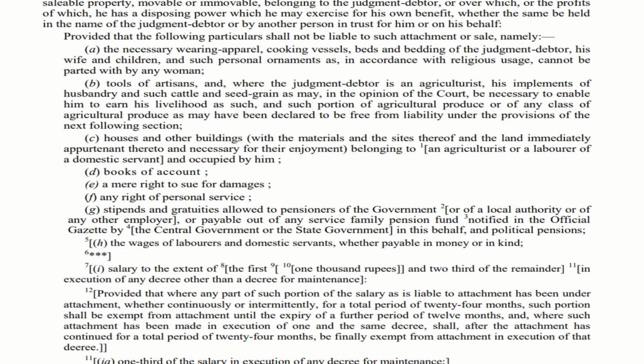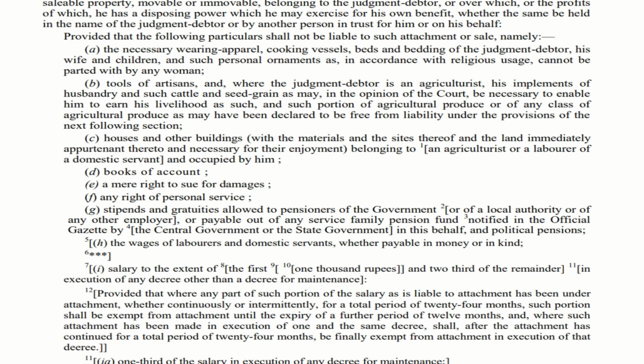Let us move to the next point, which is point B, tools of artisans. Because the person is dependent on that particular business as an artisan, he needs the tools. Without tools, he cannot do anything, he cannot make an earning out of it. So if the judgment debtor is an artisan, his tools cannot be attached. Now let us move to the next point.